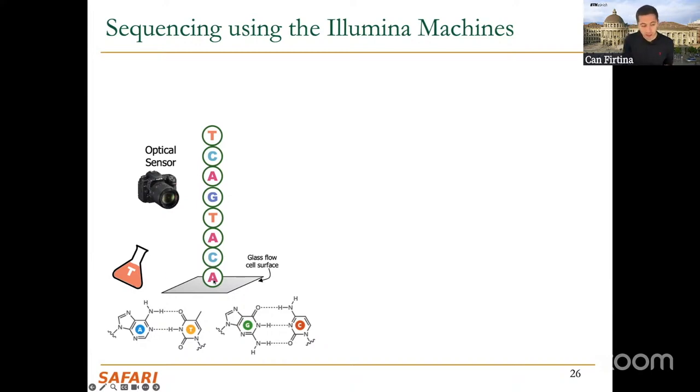But what will happen is that as this T binds to this region, we take a picture. This is because as soon as this T binds, it will emit light at a certain frequency due to the binding that just happened at this position. We can take a picture of this, and by looking at the color we can understand what sort of base we were just able to bind to this region.